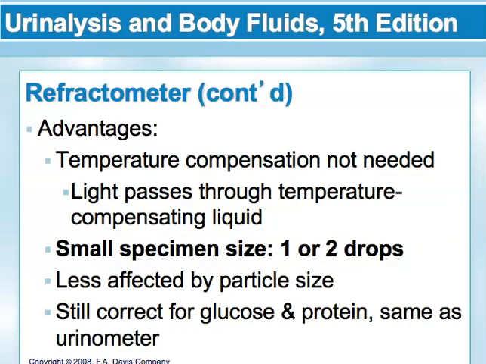Some advantages of this method are that a very small sample volume is required, so 1 or 2 drops is all you need to use a refractometer, and temperature corrections are not necessary. Results are less affected by particle size, but you would still have to correct for glucose and protein, and corrections are the same as for the urinometer.